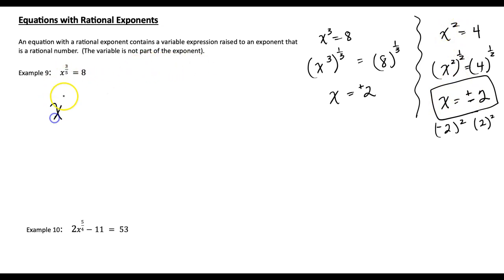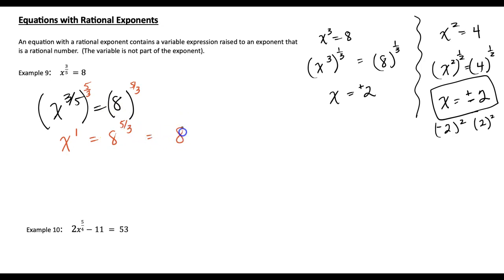Let's take a look at x to the 3/5 equals 8. I'm going to raise both sides using that power property. I'm going to use the 5/3 power, and the reason I'm using the 5/3 power is because it's the reciprocal of 3/5, and that makes my new exponent 15/15, which is just a 1. And now I have 8 to the 5/3 power.